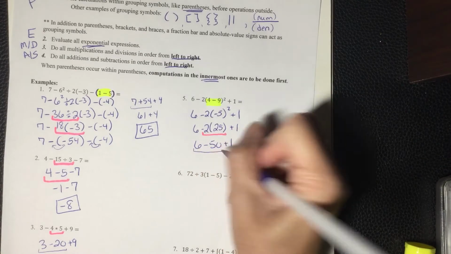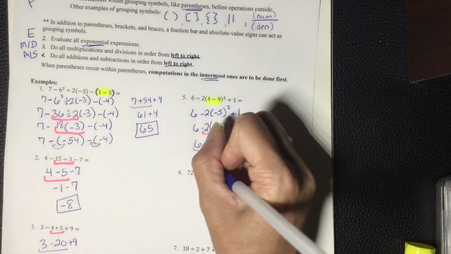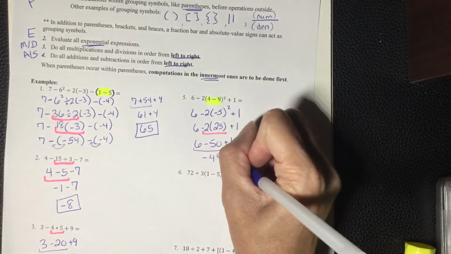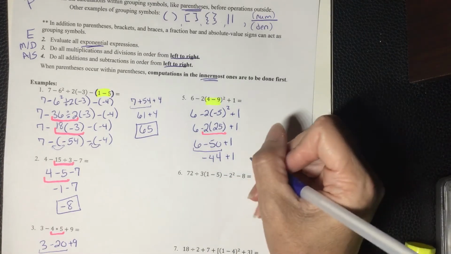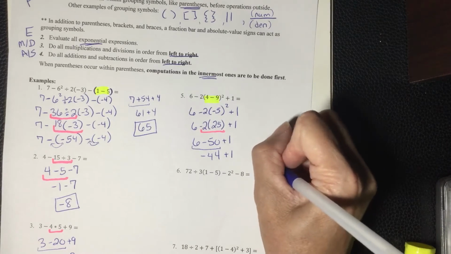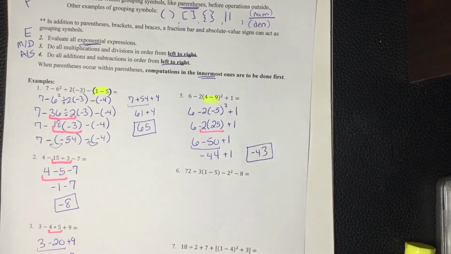Then I go left to right. So 6 minus 50, I'm going to subtract those, keep the sign of the larger number. I get negative 44 plus 1. Again, I subtract, keep the sign of the larger number. And I get negative 43.